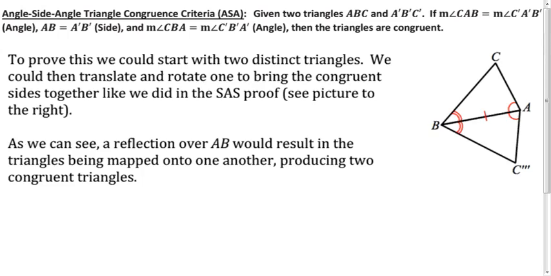Our second of the triangle congruence criteria is angle side angle. So if you have 2 pairs of angles congruent, and the included side, so the side in between them, then the triangles are congruent. And you could verify this one with a reflection. If you were to reflect C triple prime over AB, it would end up that coincides with C. So there's a bit more to the proof than that, but essentially it's a reflection.